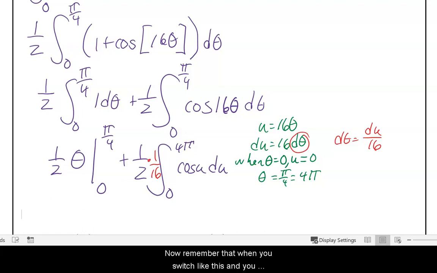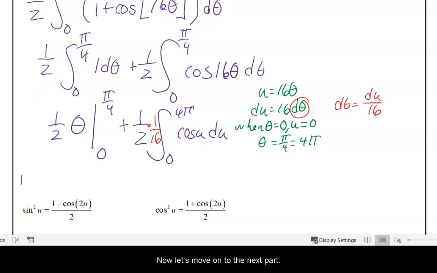Now, remember that when you switch like this and you change your limits of integration, even if it ends up the same number, it doesn't represent the same thing. This one is an x equals 0. This one is a u equals 0. They're not identical. Now let's move on to the next part.